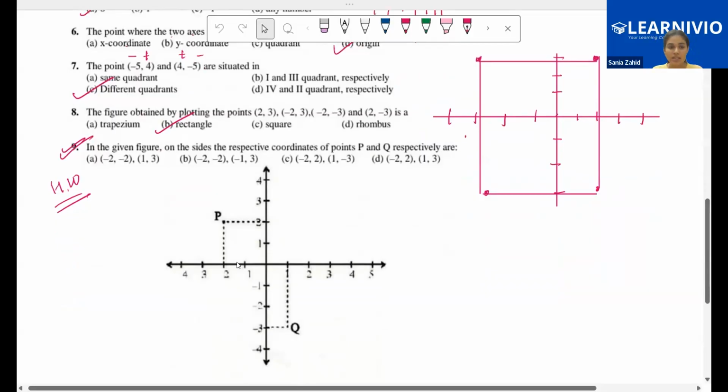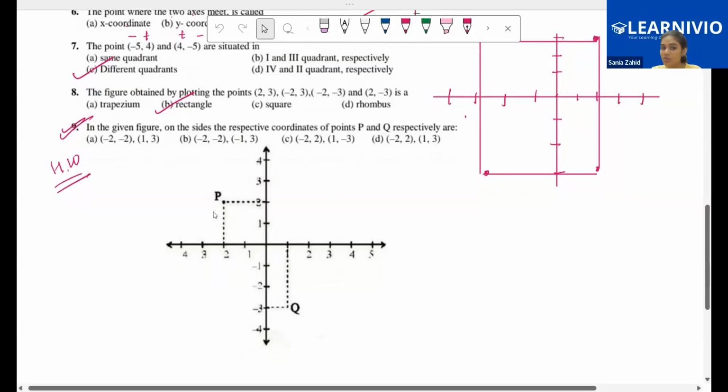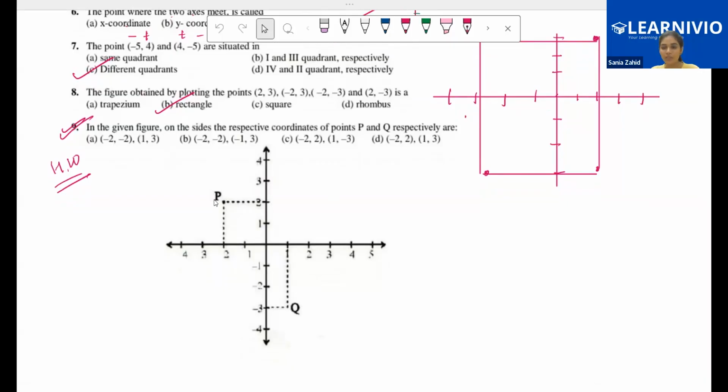Now, what does this question say? Please carefully look at the board. This reads that in the given figure, the coordinates of point P and Q respectively are. So you just have to tell me what the coordinates of P and Q are. So Abdullah, tell me what are the coordinates of P. Look at the figure and tell me. -2, comma 2. -2 comma +2. Yes, very good. And what about Q?